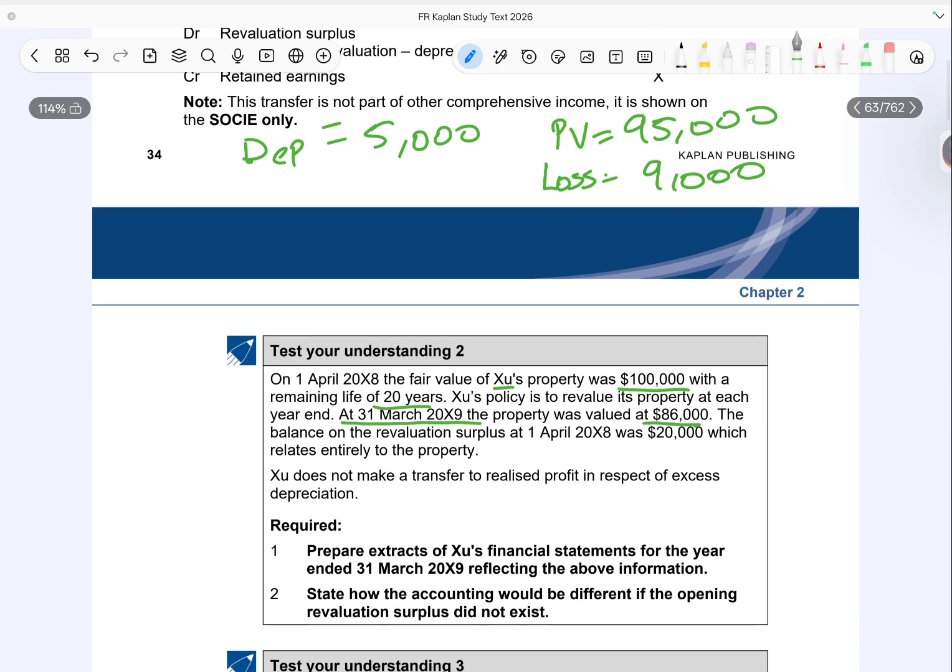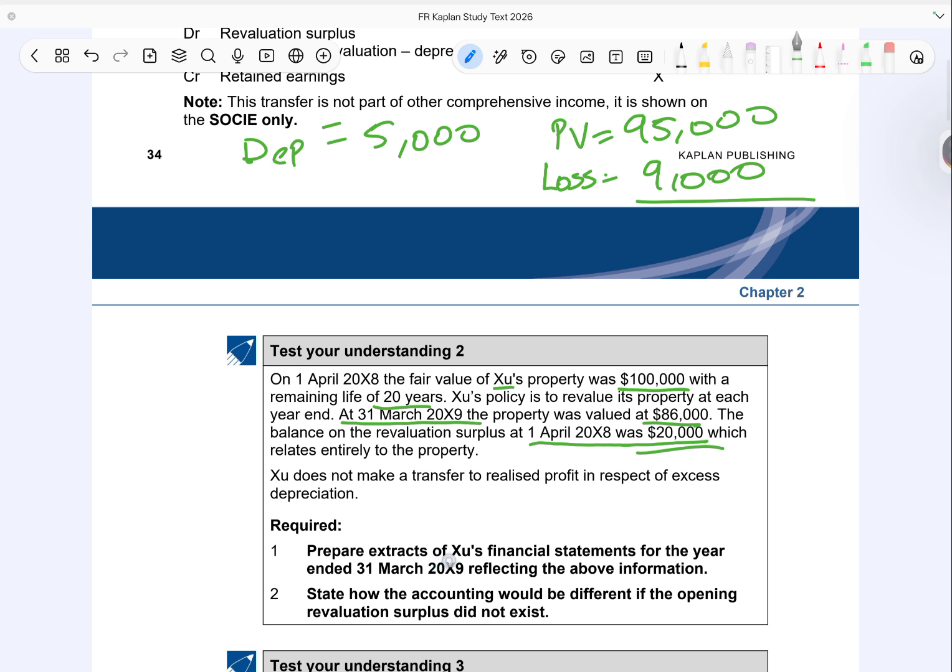The balance on the revaluation surplus at 1st April 2018 was 20,000, which relates entirely to the property. So we have a revaluation surplus which is for this property only, of 20,000. Now think, we have just discussed this. We can set off this loss against this profit in our OCI, which relates entirely to the property. The company does not make a transfer to realized profit in respect of excess depreciation. Now what are we required to do?